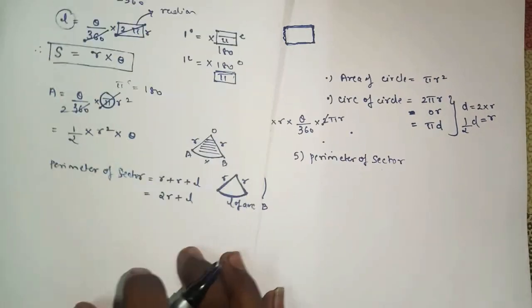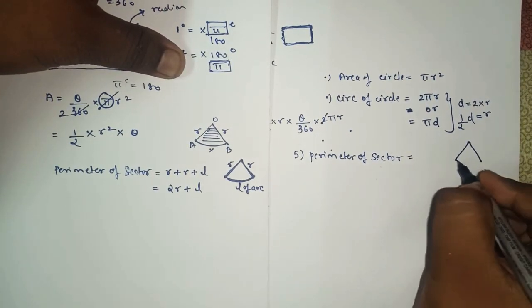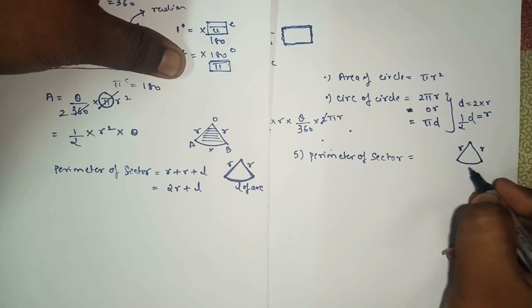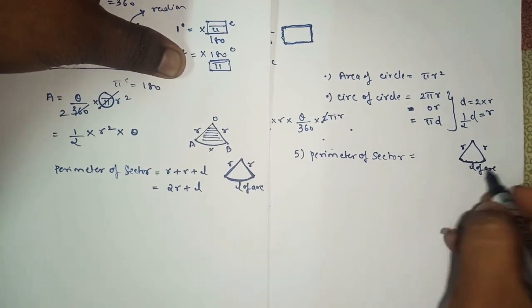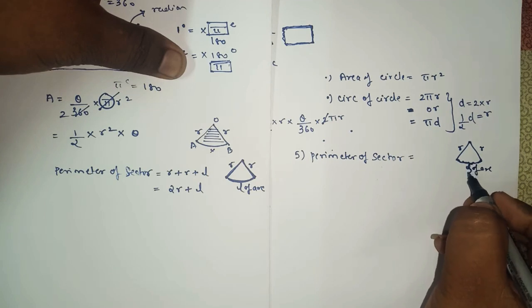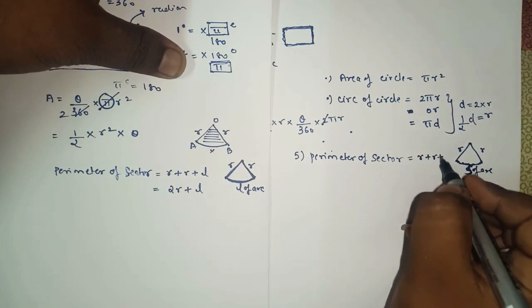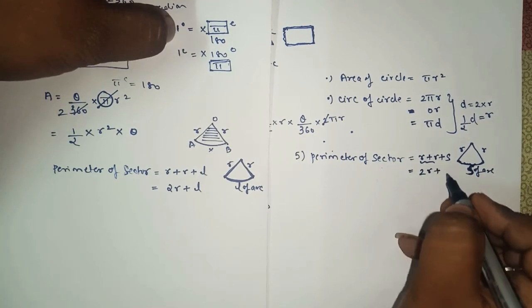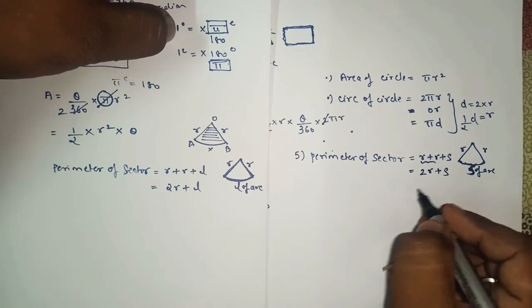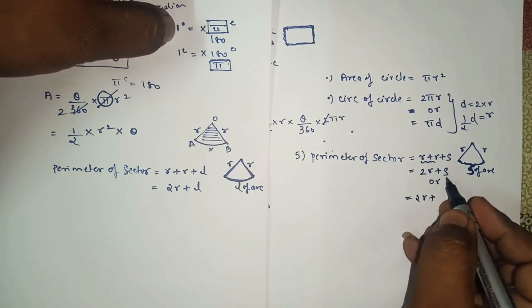So here the formula will be different. Here also, this is the radius and this is the length, the length of the arc. But here for the length of the arc we use the symbol S. So the formula will be R plus S. Therefore R plus R will be 2R plus S. Understood?